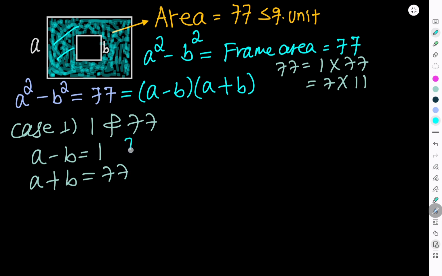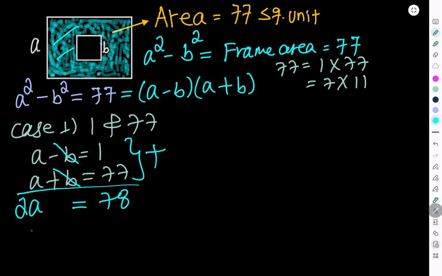And then let us add these two together. A plus a is twice of a, and minus b plus b, they cancel out each other. 1 plus 77 is 78, and a is going to be what? Dividing both sides by 2, we have a to be 39, right? A is 39. That means the length of the larger square is 39 units.